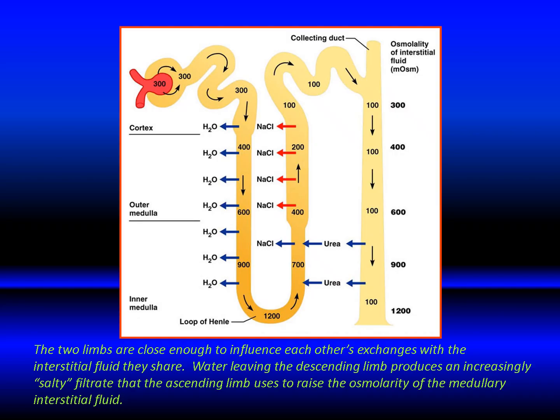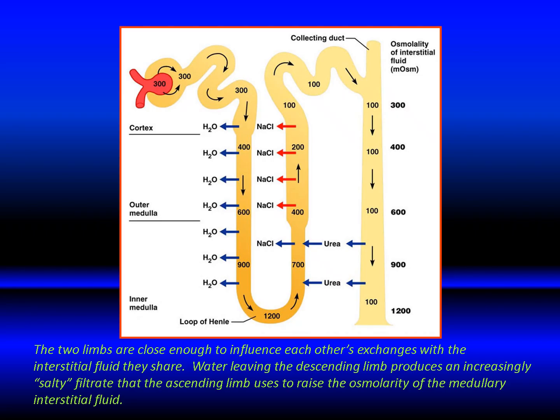Here's how the countercurrent multiplier works. Notice that there is a difference of 200 mosm between the ascending and descending limbs at any given level. This reflects the ability of the ascending limb to pump out NaCl. Although a 200 mosm difference alone is not enough to produce a concentrated urine, countercurrent flow multiplies the effect of the small changes. This produces a gradient change along the length of the loop of 300 mosm to 1200 mosm. The two limbs are close enough to influence each other's exchanges with the interstitial fluid they share. Water leaving the descending limb produces an increasingly salty filtrate that the ascending limb uses to raise the osmolarity of the medullary interstitial fluid.